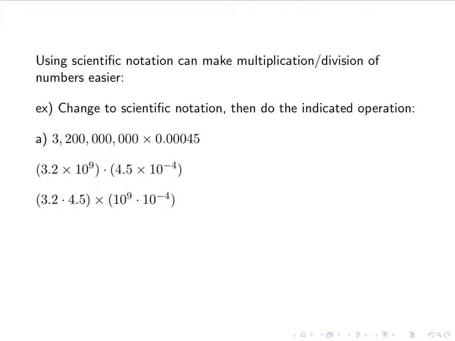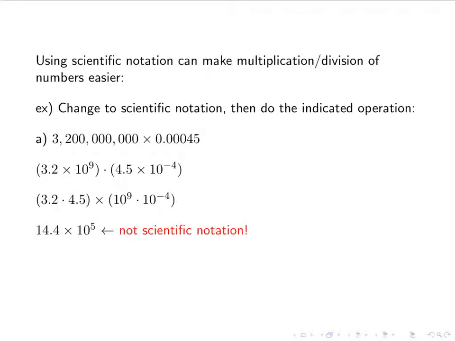3.2 times 4.5 is something I can easily plug into the calculator. I get out 14.4. 10 to the 9th times 10 to the negative 4th is just rules of exponents. I have something to a power times that same thing to another power, so I add my exponents. 9 plus negative 4 is 5. So I have 14.4 times 10 to the 5th.